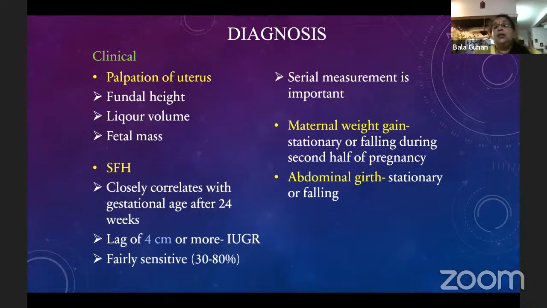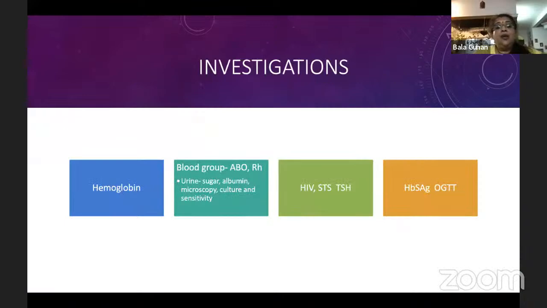Maternal weight gain being stationary or falling during the second half should be cautioned, and abdominal girth, stationary or falling, should be looked into. So you have a battery of investigations, for example, your hemoglobin counts, the blood group, sugar, urine examinations to rule out the possibility of preeclampsia, and all the infections and the diabetic screening.